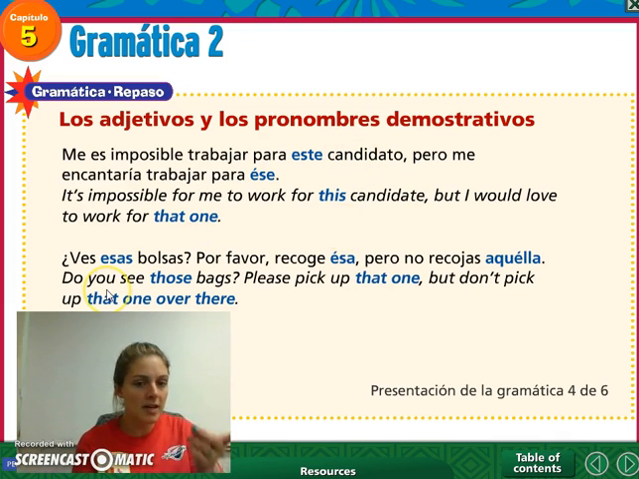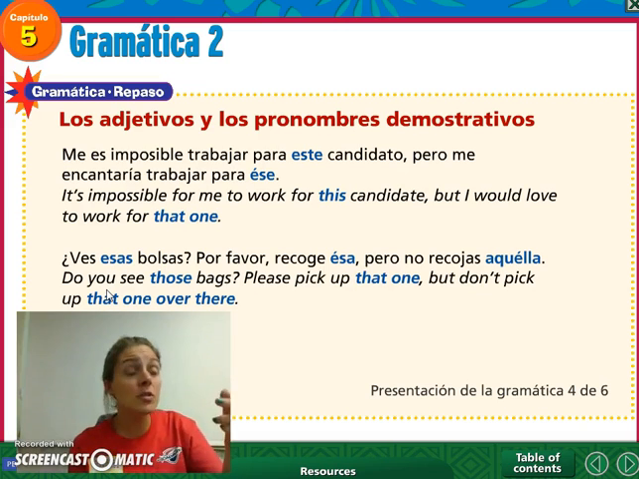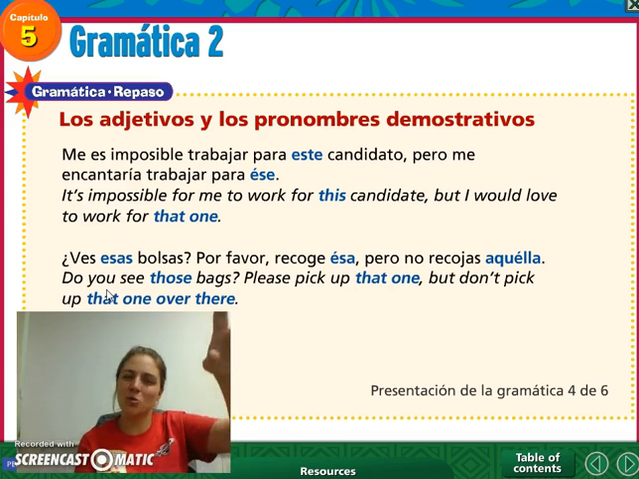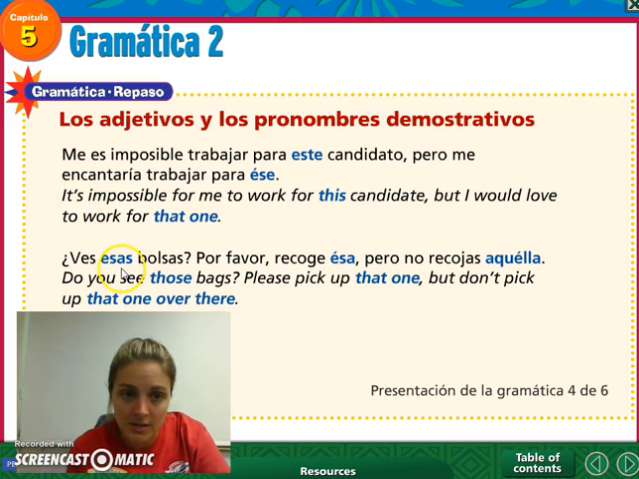¿Ves esas bolsas? Por favor, recoge esa, pero no recojas aquella. Do you see those bags? Please pick up that one, but don't pick up that one over there. So this first time, it's used as an adjective, and then the second time, it's used as a pronoun to replace the word bolsa, and here's another pronoun to replace the word bolsa.